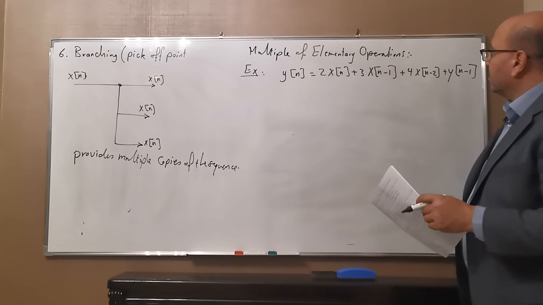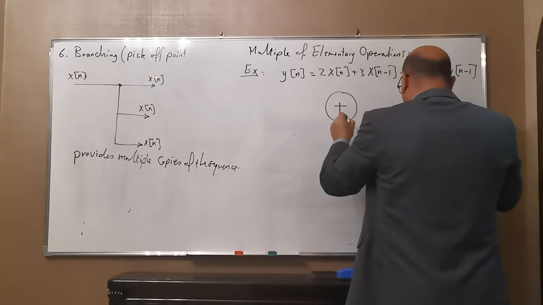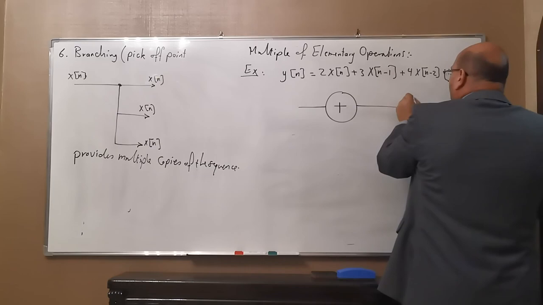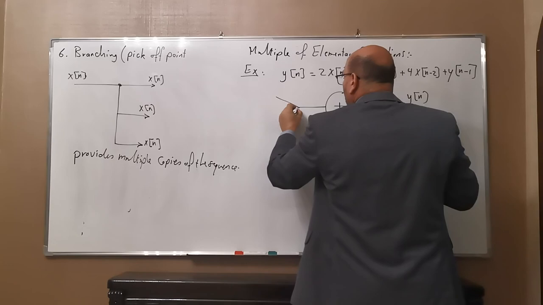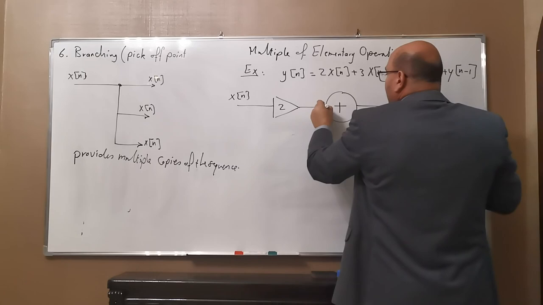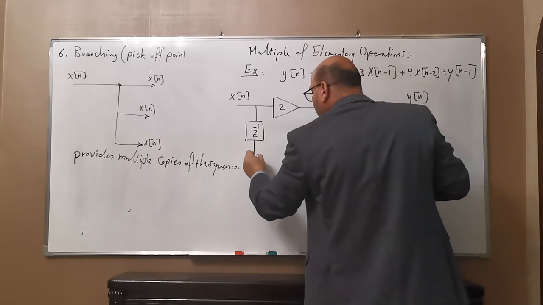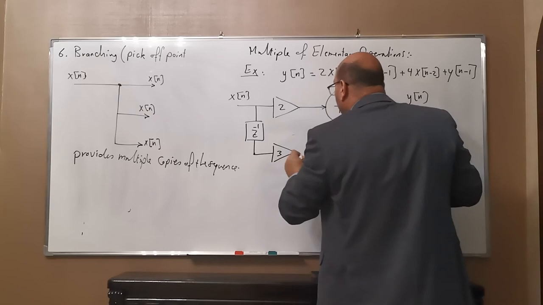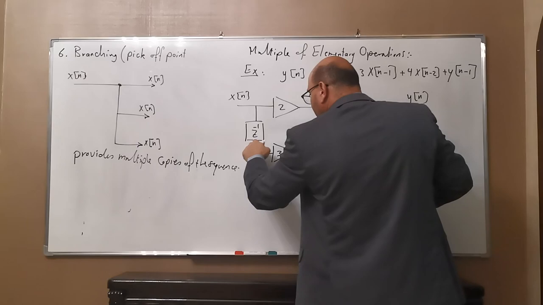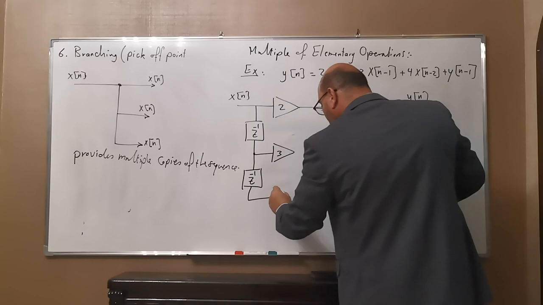Okay? So this operation can be represented graphically as follows. Let's have a summation here first. Y of n will be at the output here. x of n will first be multiplied by 2. So you have x of n multiplied by 2, added to another x, but shifted. So we will shift by z inverse, and at the output here, we will multiply it by 3. We'll also take the output of the first shifted input, and shift it once again. So you have another z inverse, and now you multiply it by 4.